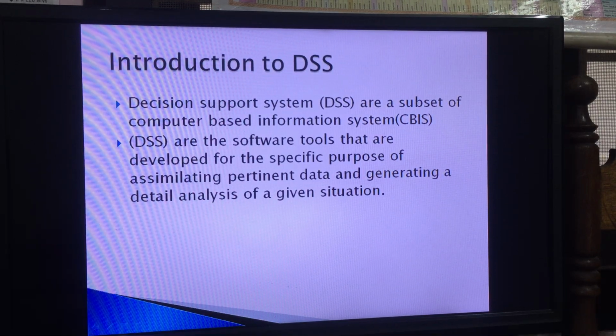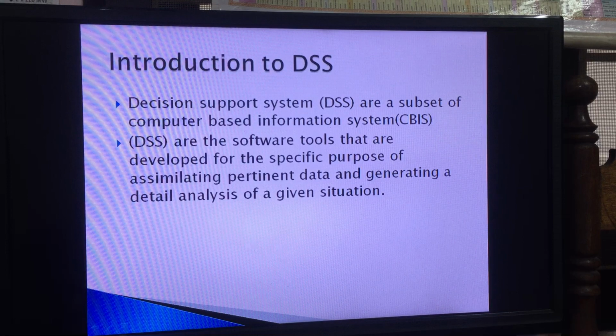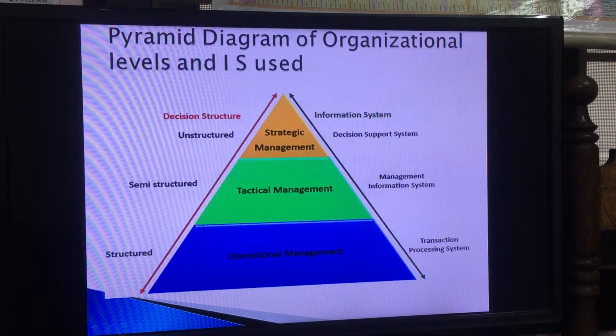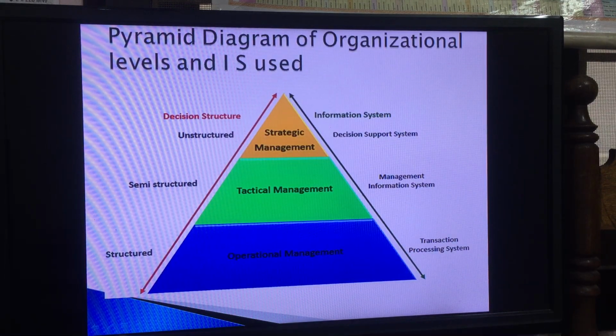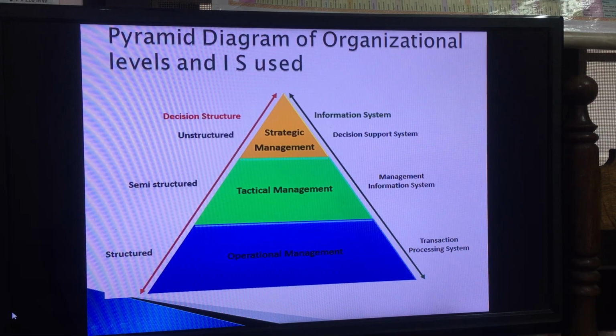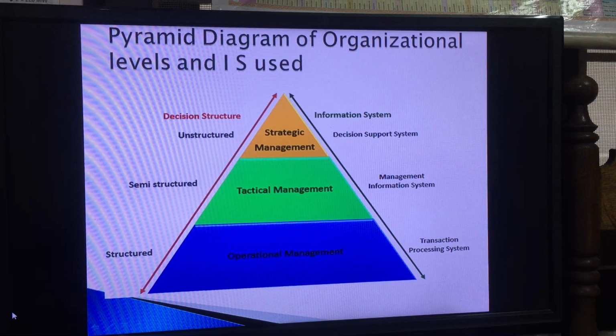Decision support systems are a subset of computer based information systems. Please pay attention, guys. In our previous classes, we discussed different information system software used at different levels. Decision support system is a systematic software used by the top management. For reference, please go through the old slides which you already discussed. Students, hope you remember this slide.